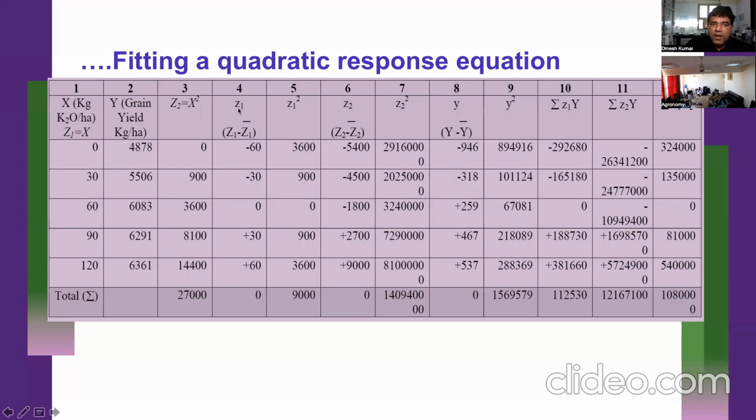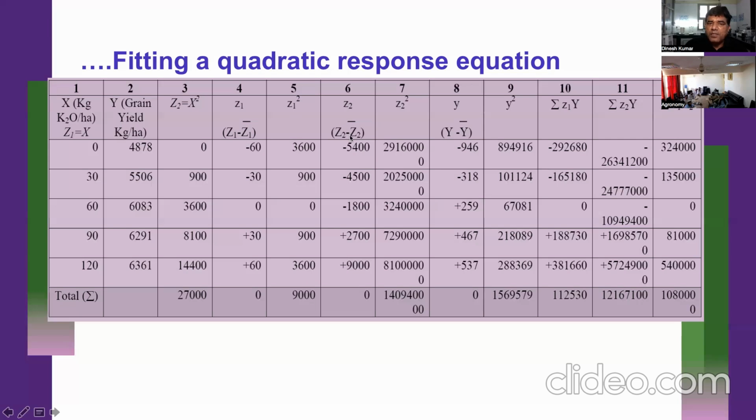Then small z1. Small z1 is actually Z1 minus Z1 bar. So you know what Z1 is? This is your Z1 column. So this minus the mean. We have calculated the mean of Z1 and you get minus 60, these values. Then Z1 square. This column number 4 can be squared.